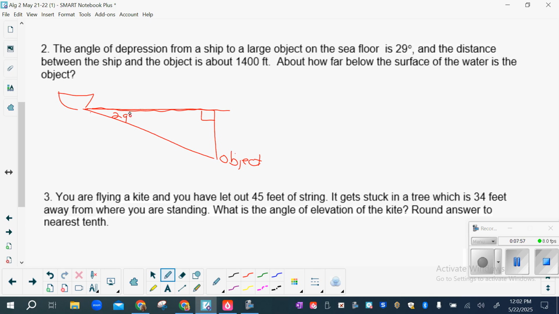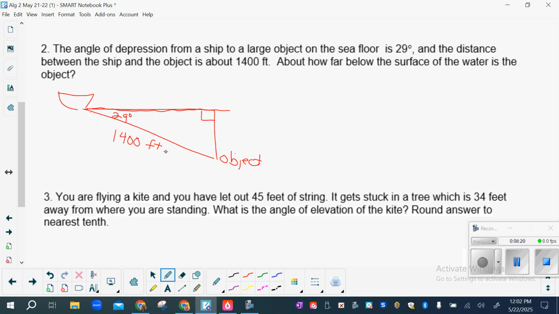Okay, so the distance between the ship and the object. What is the shortest distance between the ship and the object? Which part of the triangle? Exactly, the hypotenuse, 1,400 feet. Does that make sense? Sometimes that's hard for students to recognize that. The shortest distance from this to the object would be the hypotenuse.